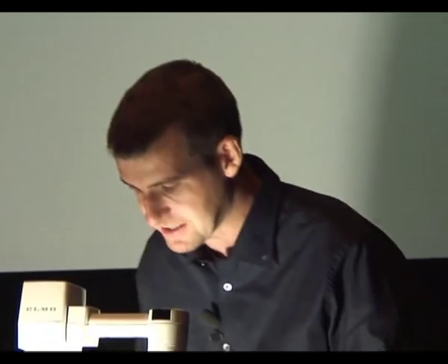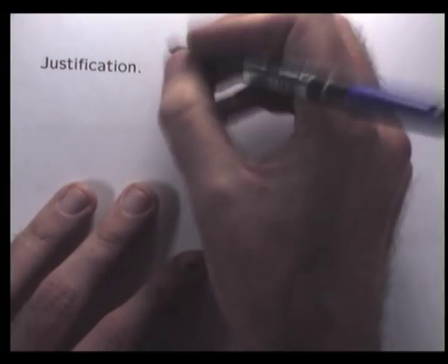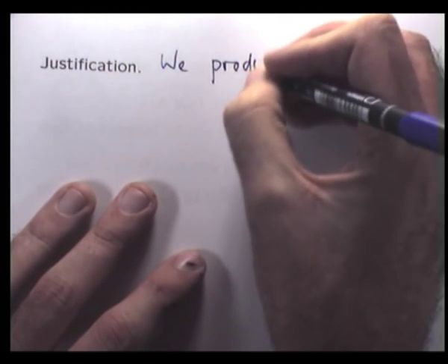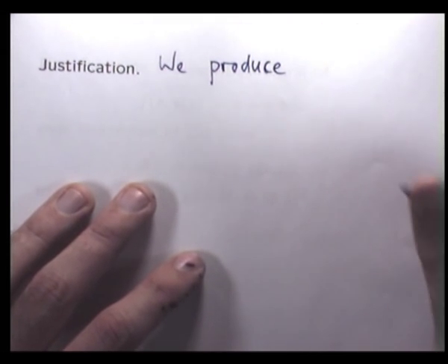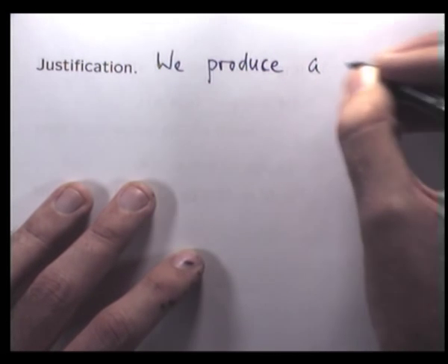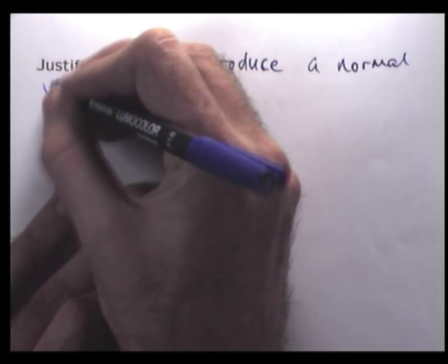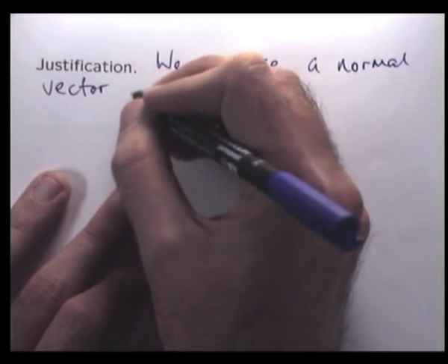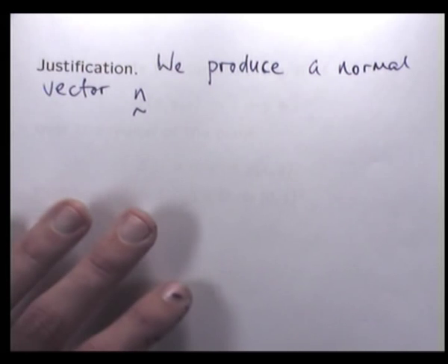All right. So, how can we produce a normal vector to a surface? Anyone remember? Yeah, even simpler than that. So you've got a surface. How do you produce a normal vector? Gradient, right? So that's pretty simple. So we produce a normal vector. Now it's not necessarily a unit vector.